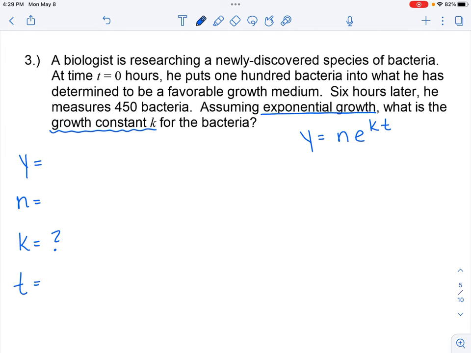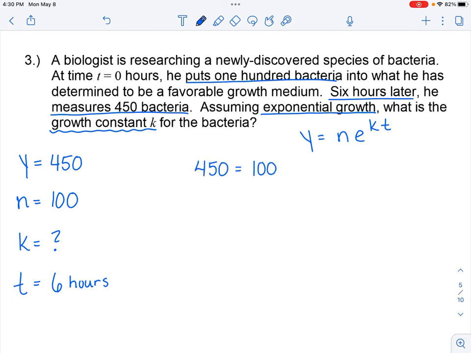Now, Y is the ending number of bacteria, N is the starting number of bacteria, T is the amount of time in hours in this problem, okay? So he puts 100 bacteria into the favorable medium. So that's the starting number of bacteria, okay? 6 hours later, he measures 450 bacteria, okay? So now I have all of my numbers figured out, so I'm going to set up my equation. Y is 450 equals N, 100, e to the K times T is 6, right?